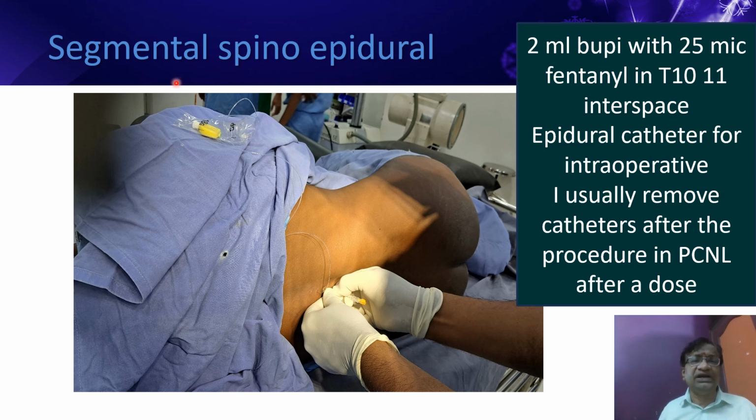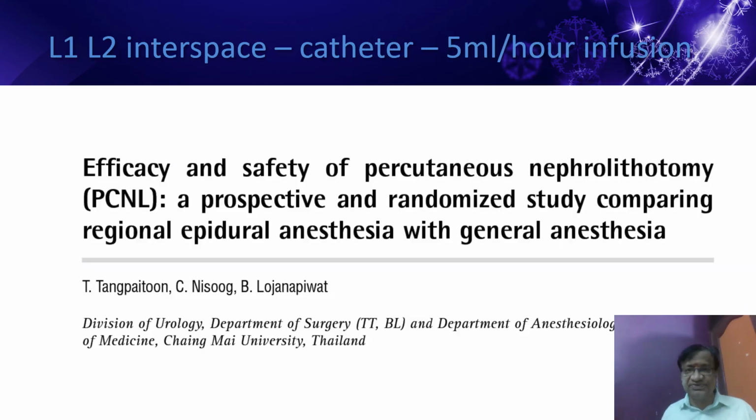I use a lot of segmental spinal epidural. Now you can see I am around the T9, T10, T10, T11 level. Like 2 ml of bupivacaine with 25 mg of fentanyl, and then put the epidural catheter one level above. And if the PCNL is on this side, I'll fix the epidural catheter here. And I don't use it for postoperative pain relief. I give a local infiltration and remove the epidural catheter because I don't need it. So I just remove those epidural catheters after the surgeries, only for intraoperative top-ups.